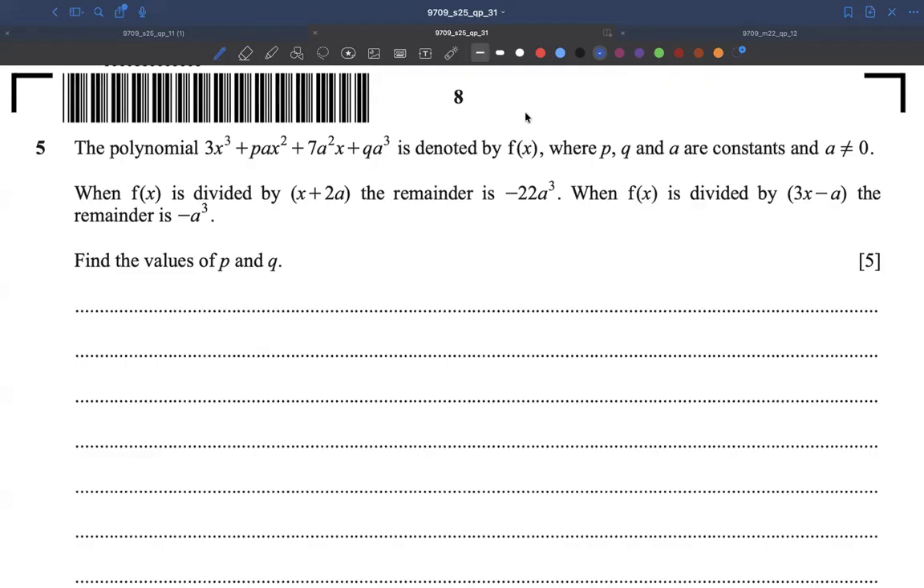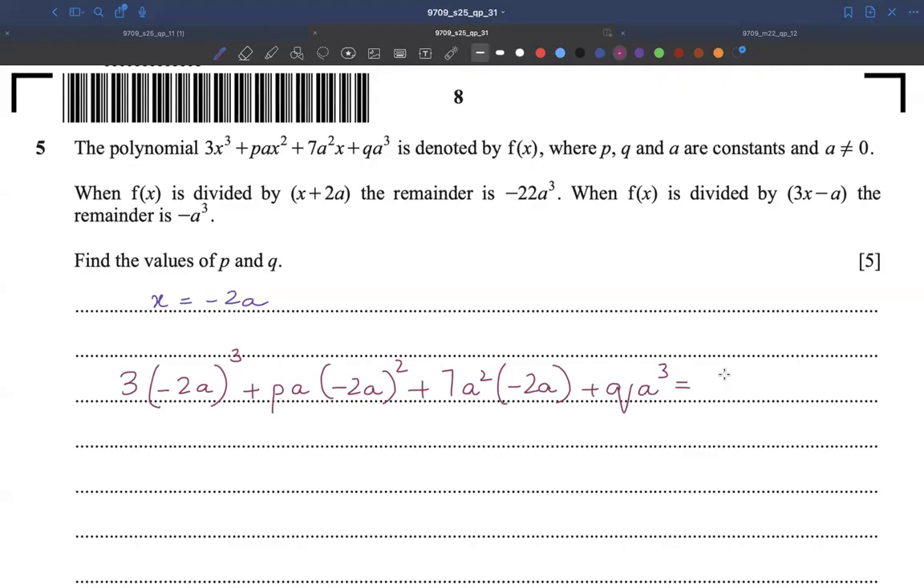Now, when it is divided by x plus 2a, that means we will write x equals minus 2a and substitute it into the function. So in place of x, we will write minus 2a. So it will become 3 into minus 2a whole cube plus p into a into x again will be minus 2a whole squared plus 7a squared into minus 2a plus qa cube, and this is equals to minus 22a cube.